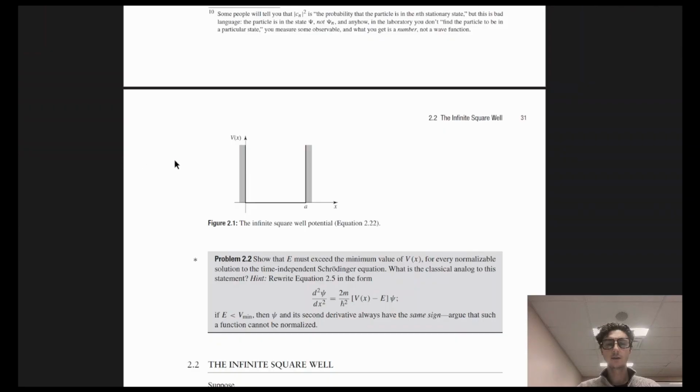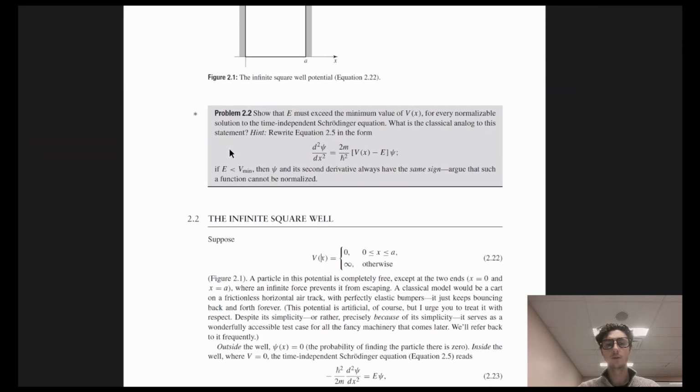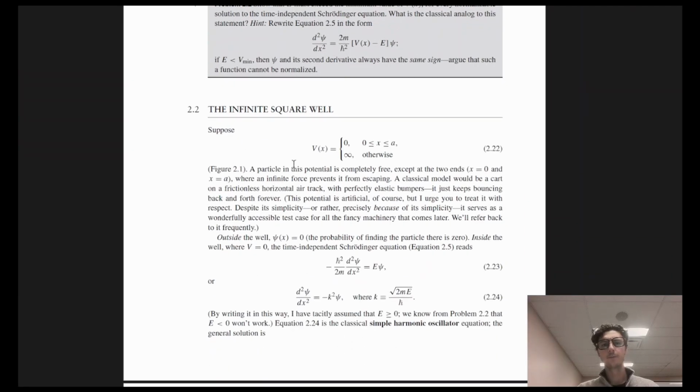Right here past 0 and over here past a is infinity, and right here between 0 and a is 0. So it just creates a box, an infinite square well. That's where the name comes from. Figure 2.1. A particle in this potential is completely free except at the two ends, x equals 0 and x equals a, where an infinite force prevents it from escaping. A classical model would be a cart on a frictionless horizontal air track with perfectly elastic bumpers. It just keeps bouncing back and forth forever.